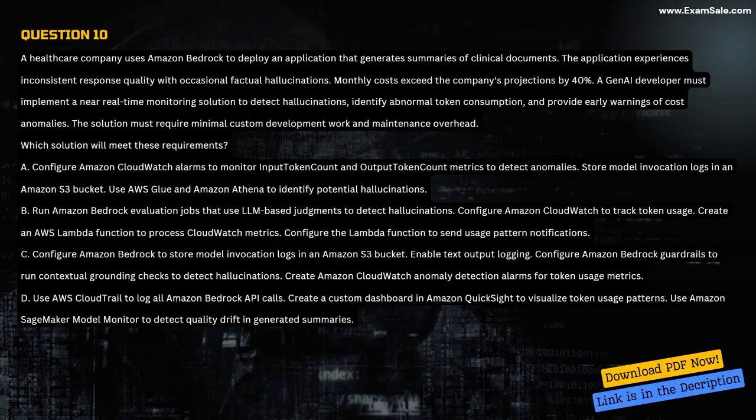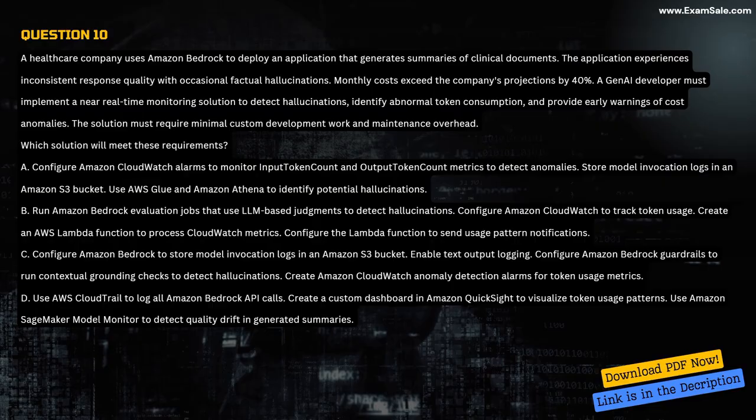C. Configure Amazon Bedrock to store model invocation logs in an Amazon S3 bucket. Enable text output logging. Configure Amazon Bedrock guardrails to run contextual grounding checks to detect hallucinations. Create Amazon CloudWatch anomaly detection alarms for token usage metrics. D. Use AWS CloudTrail to log all Amazon Bedrock API calls. Create a custom dashboard in Amazon QuickSight to visualize token usage patterns. Use Amazon SageMaker Model Monitor to detect quality drift in generated summaries.